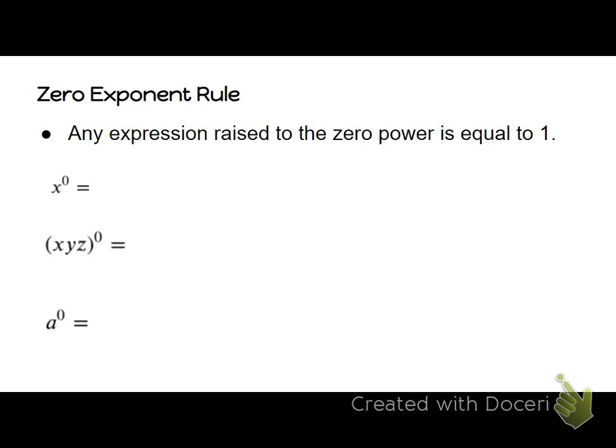So, zero exponent rule. Any expression raised to the 0 power is equal to, what does it say there? 1. So x to the 0 power is what? 1. XYZ to the 0 power is? 1. A to the 0 power is? 1. 1,500,000 to the 0 power is? 1. Okay? So anything to the 0 power, you just have to remember that it is 1. Easy enough on that one?